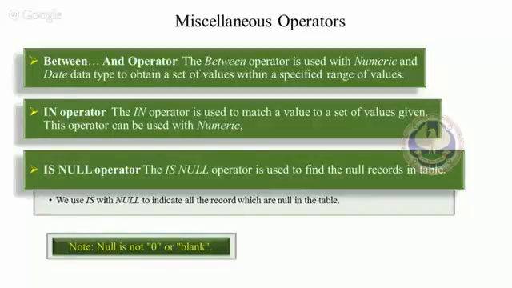Is null operator. The is null operator is used to find the null records in our table. Yes, what are the records which do not have values in their particular columns is the null. And we use is with null to indicate all the records which are null in the table. We clearly need to tell them null doesn't mean 0, it doesn't mean a blank. Access considers it as just null. So once you have done is null, also show them is not null, so they get a more clear picture.